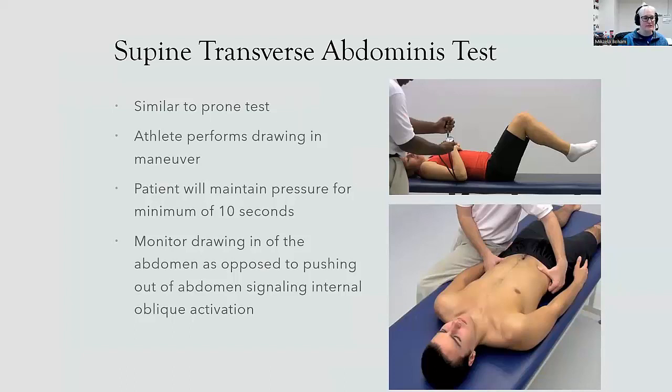The supine transverse abdominis test is similar to the prone test. The patient performs a drawing-in maneuver and maintains pressure for a minimum of 10 seconds. We can monitor the drawing in of the abdomen as opposed to pushing out of the abdomen, signaling internal oblique activation.